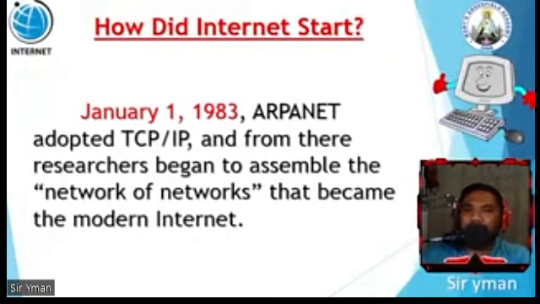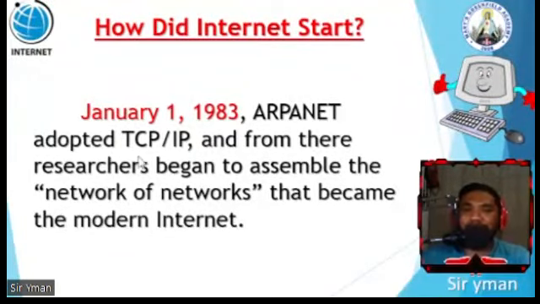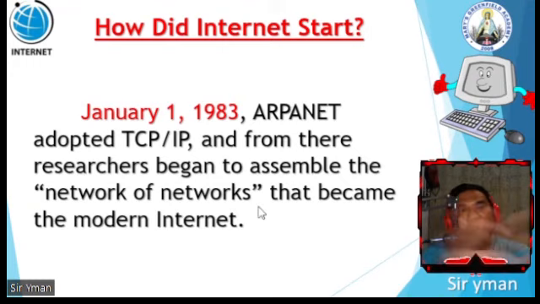Okay? So nung January 1st, 1983, ARPANET adopted the TCP/IP that was designed by the fathers of internet, which were Vinton Cerf and Robert Kahn. And from there, researchers began to assemble the network of networks. Ito na yung ginawa natin, network of networks. And that became the modern internet.